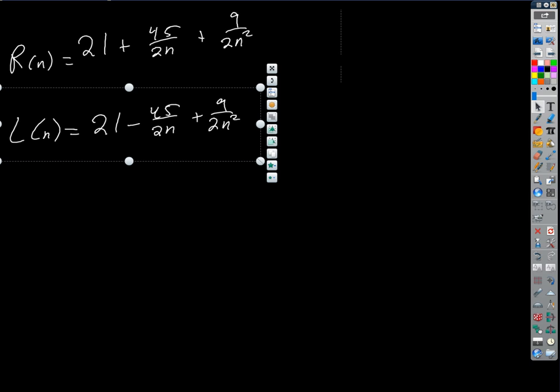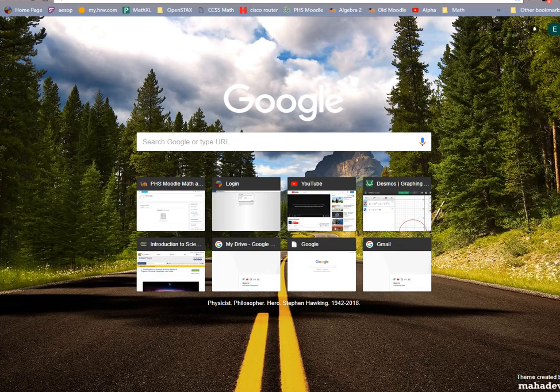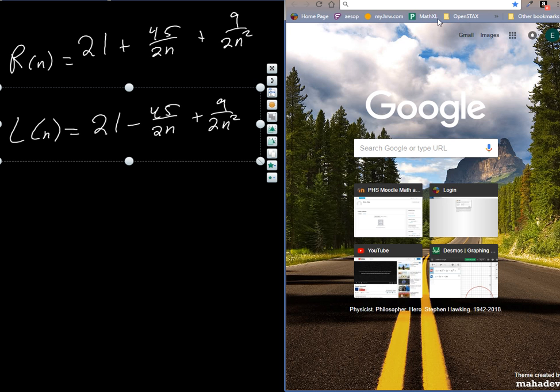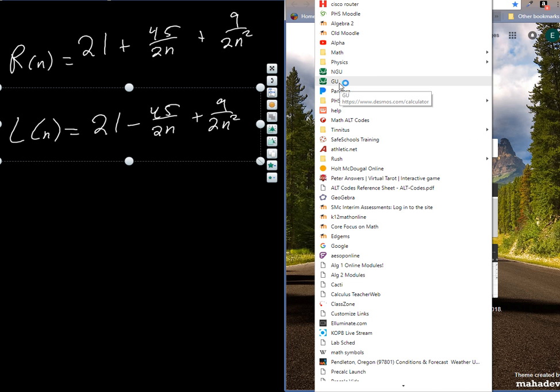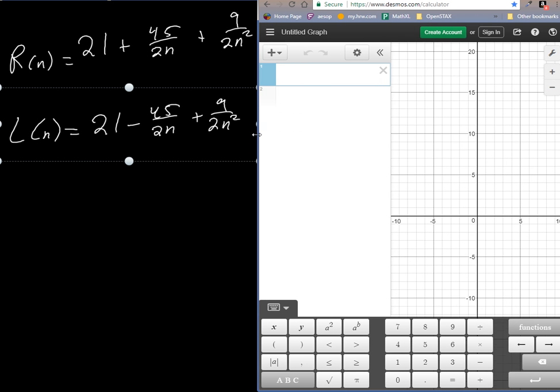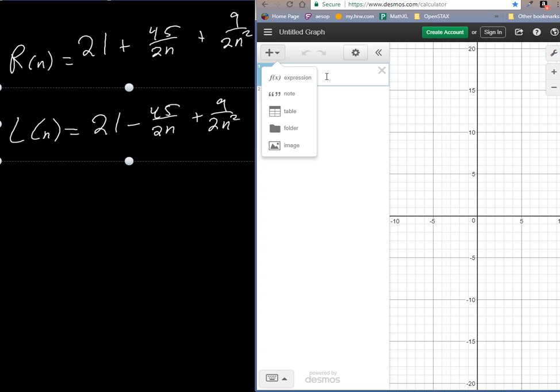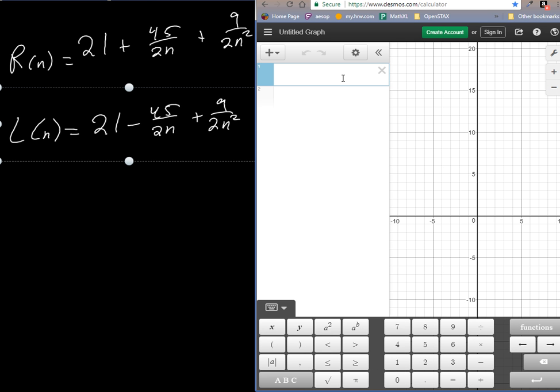So let's try this. I know we can do this on the calculators pretty easily, but, oh, come on. There we go. So, Desmos graphing. Okay, so how the heck do we do this? We do table. I think I need to define the expression first. So we'll do R, well, we'll call them X's instead of N's. So R of X equals 21 plus 45 over 2x plus 9 over 2x squared.